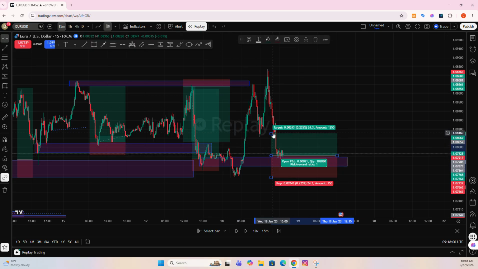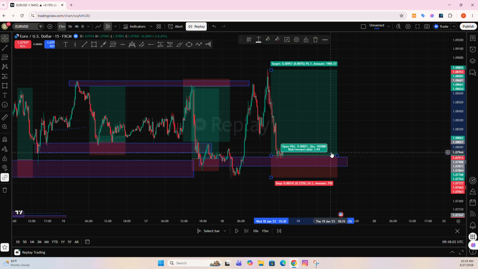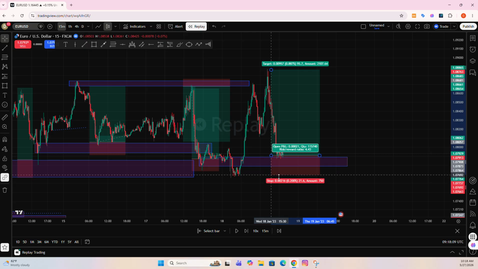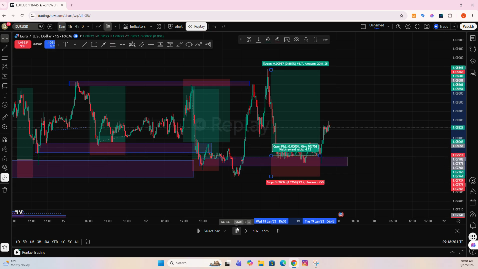One thing again you have to understand when you mark out a setup: sometimes the setup comes back, and that doesn't mean the setup is over, because sometimes it might come back and still test that place it fades to. That is why they call it fade order block. It will come back and test the fade order block, then it keeps going as you can see.